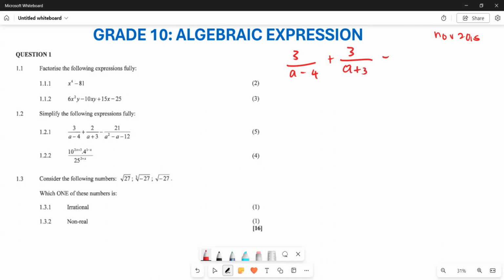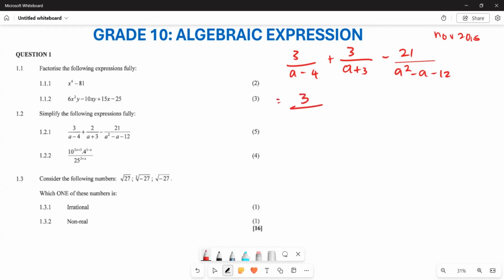Then this is going to be subtract 21 over a squared subtract a subtract 12. Altogether, now that is going to be that one. Now, is there anything that you can do here? Firstly, let's start here. If you look at these, what is it that you're going to do? Is there anything that you can do here? Let's start by factorizing this.